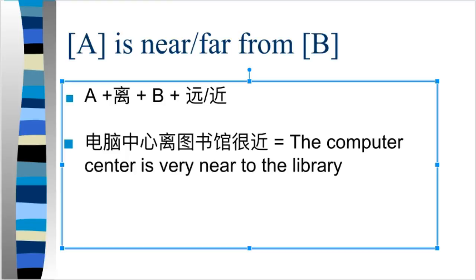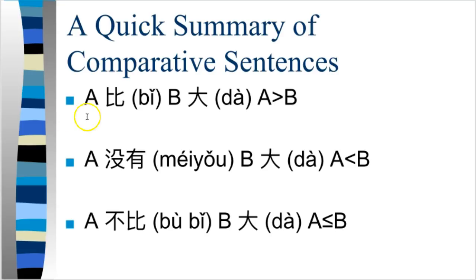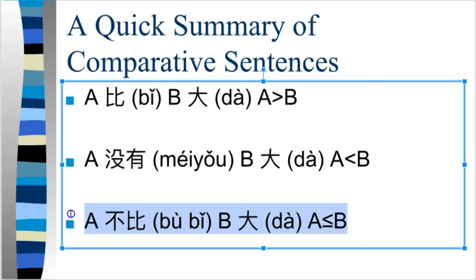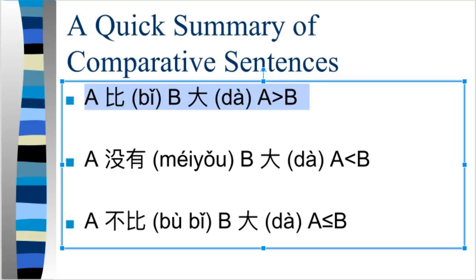Now, what if I want to say A is not as far as B, right? Compared to a third place? Well, then I would use a negation of this structure using A 没有 B or A 不比 B. These structures are closely connected to one we learned in level 11, A 比 B adjective. All right, so let's look at some examples of this structure.